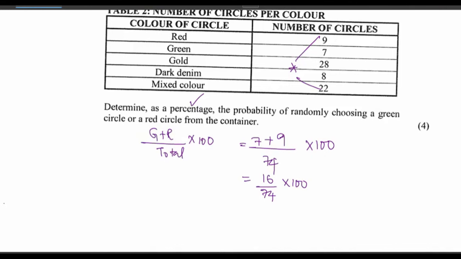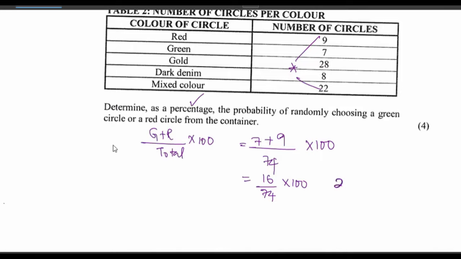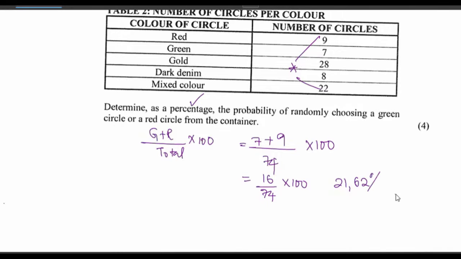They said as a percentage. That's why we are multiplying by 100, and we are getting 16 divided by 74 times 100. So the answer becomes 21.62%. You can also say the same as 22, because I'm looking at a percentage as a whole number. Anyway, that's what you're supposed to do.